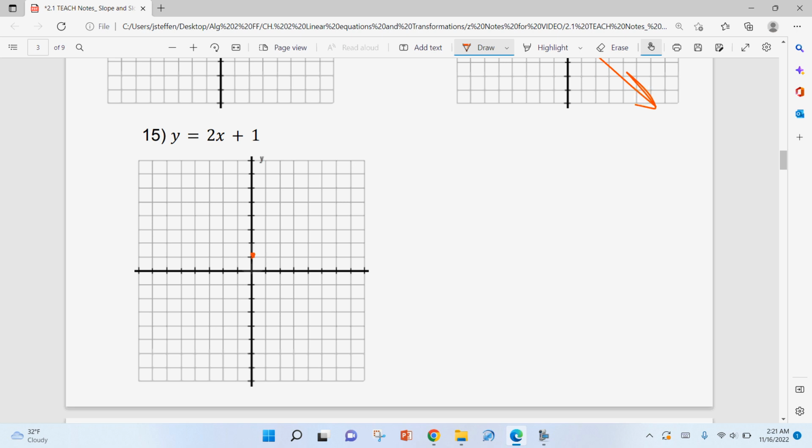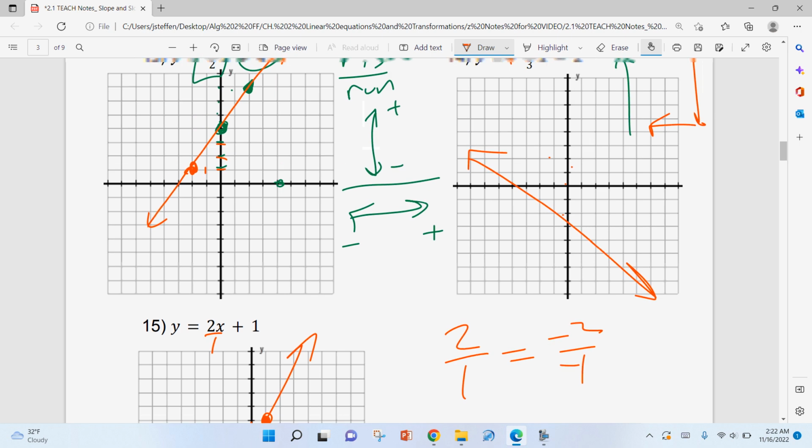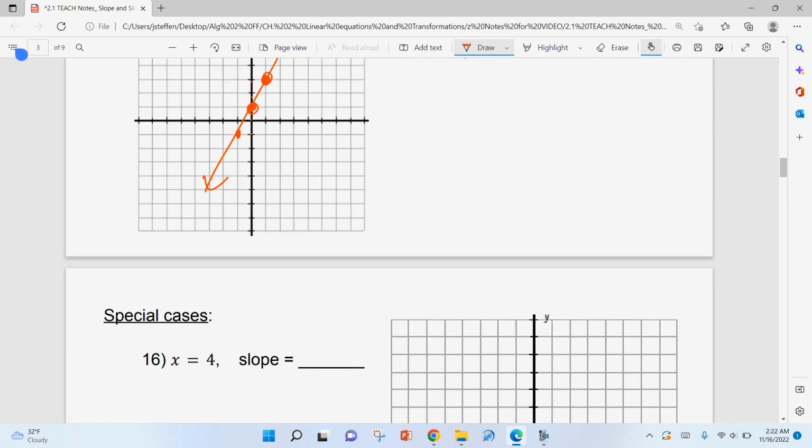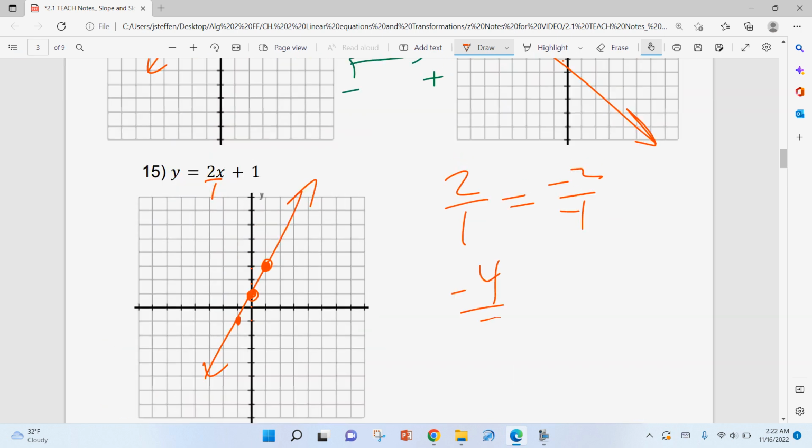And this next one, the y-intercept is 1. Remember, if it's not a fraction, you can always make it a fraction by putting it over 1. So up 2 over 1. And again, that's the same thing as down 2 over 1 to the left. It's the same reason why positive 2 over 1 is the same thing as negative 2 over negative 1. And likewise this negative slope, negative 4 over 3 is the same thing as positive 4 over negative 3. It's all the same stuff.